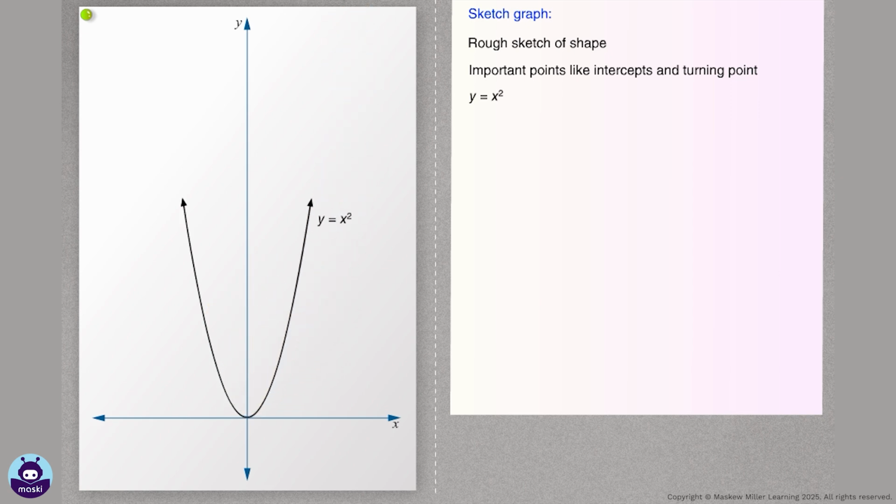Observe that this parabola is open upwards, since the value of the parameter a is positive. We mark the intercepts and the turning point. For this parabola, the x-intercept, the y-intercept, and the turning point are the same, 0, 0. The sketch graph may also show other characteristics, like the axis of symmetry, domain, and range.